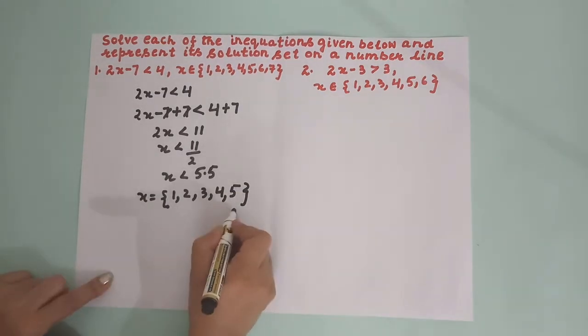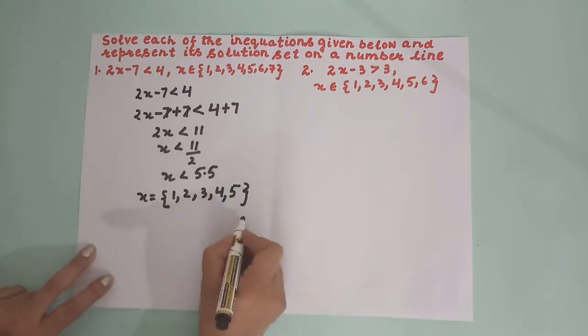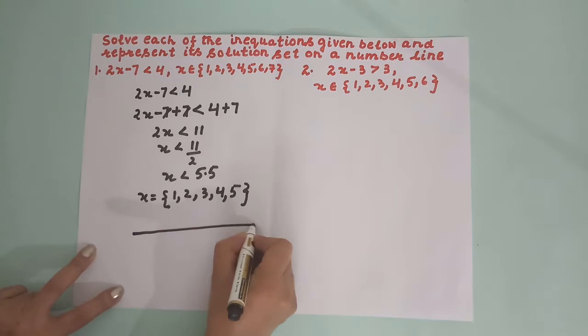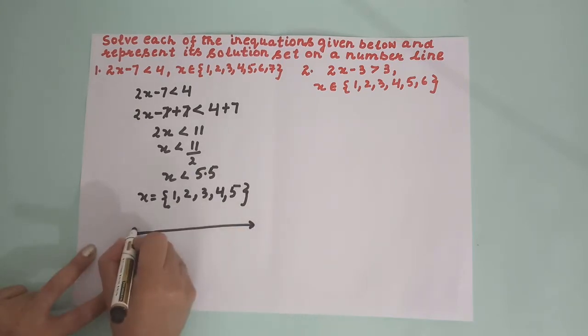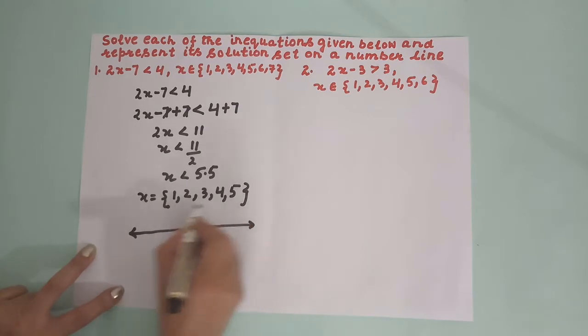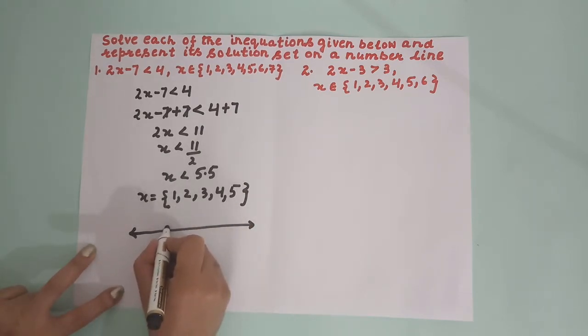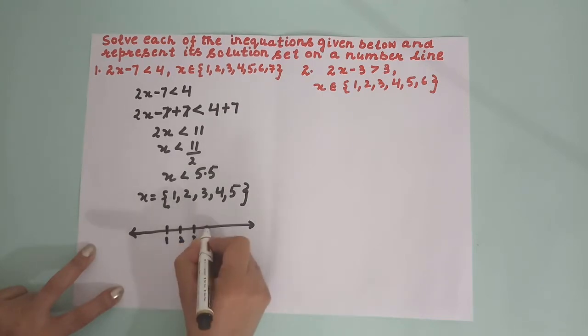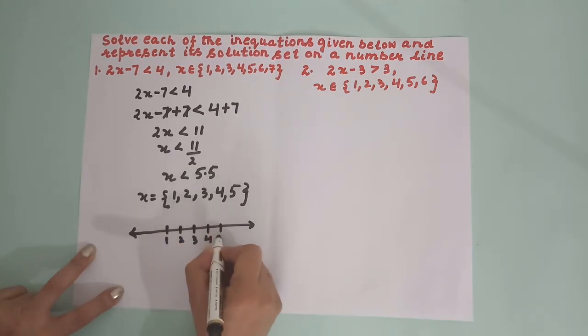Once I am ready with the solution set, I need to represent this on a number line. For that, you need to draw a number line like this. You can use either a ruler or without ruler also. You can use a pen or pencil also. Both will do. So some things that you need to keep in mind from the board perspective is that you need to write these numbers over here. Just try to write them in the middle. 1, 2, 3, 4 and 5.